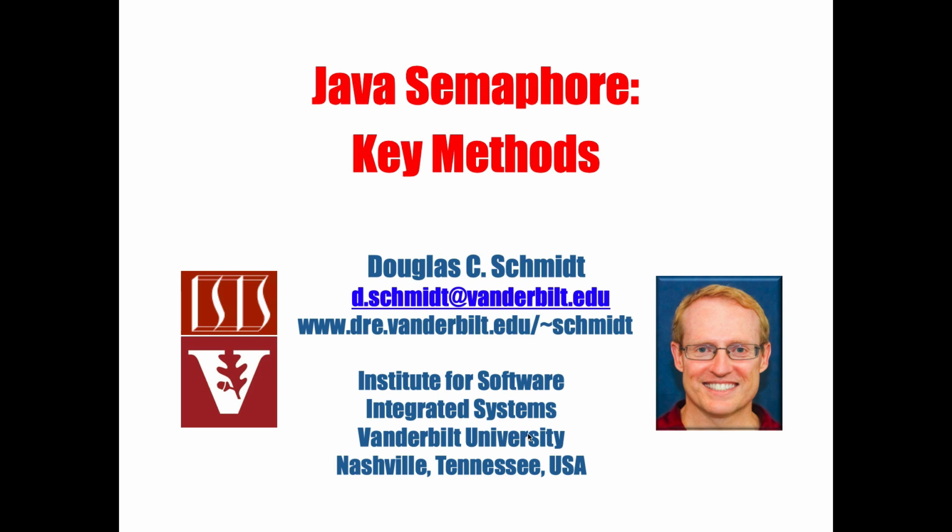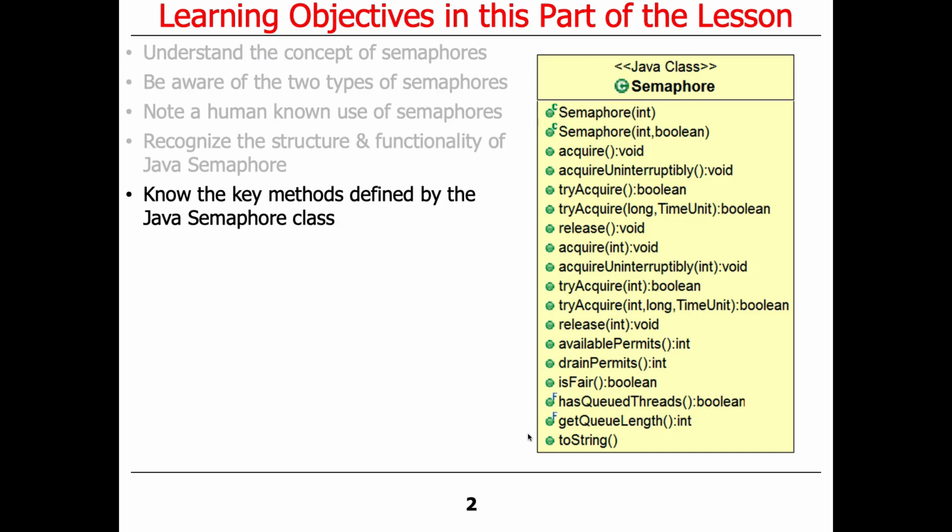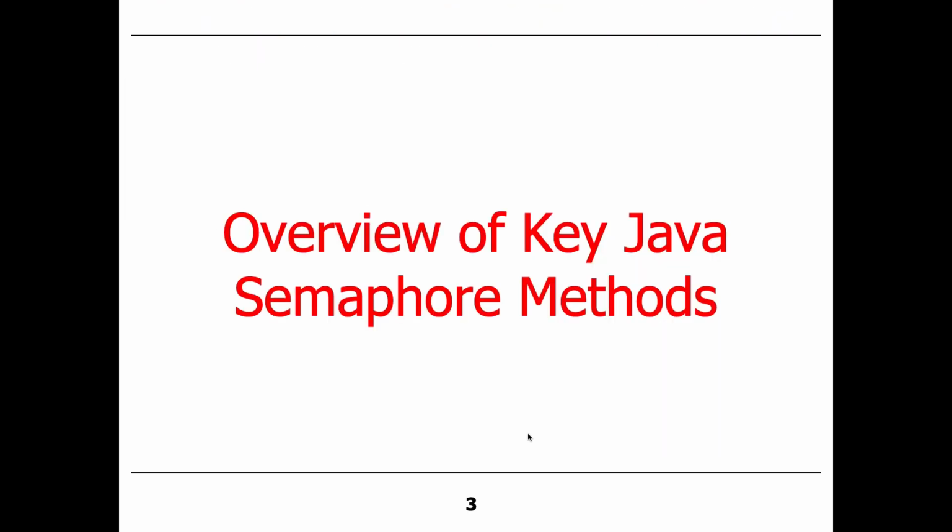So now that we've given an overview of what a semaphore is conceptually, now that we've talked a bit about the structure and functionality, it's time to actually talk about the stuff you can program, which are its methods, its key methods. It's actually got a lot of methods, as you can see. We're just going to talk about some of them.